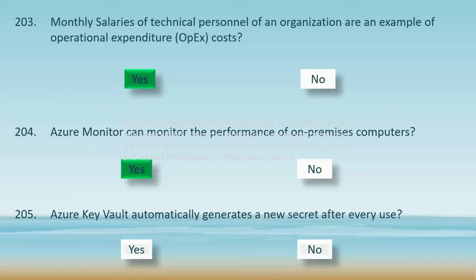Azure Key Vault does not automatically generate a new secret after use. So the statement is incorrect. Azure Key Vault is a secure and centralized service for managing and safeguarding cryptographic keys, secrets, and certificates. It allows you to create and store secrets, keys, and certificates securely, but the service does not automatically regenerate secrets after each use, which is why this statement is incorrect. Let's look at the next question.